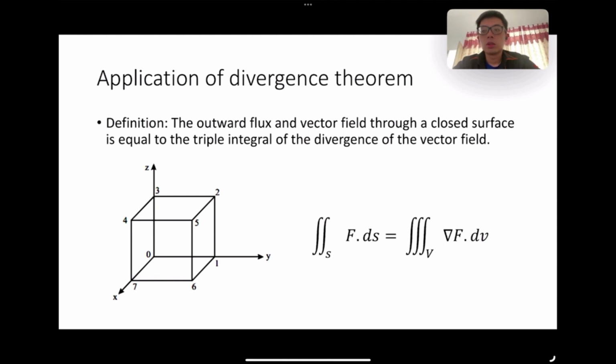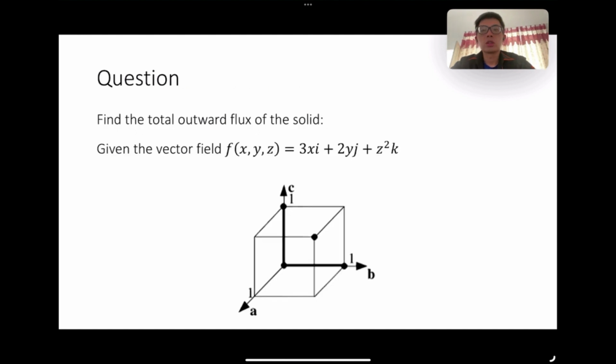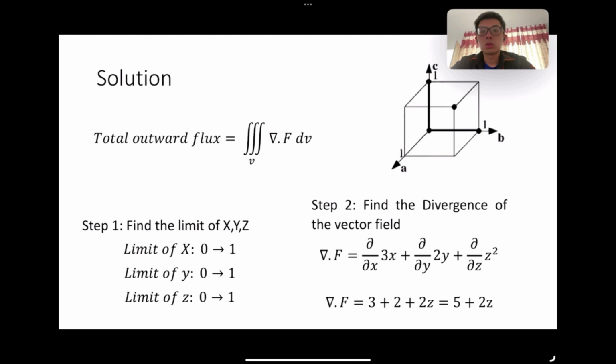So if we use the left side of the equation, we need to find all 6 surfaces. But according to the divergence theorem, we just need to find the divergence of the vector field and we can solve the triple integral. Question: find the total outward flux of the solid given the vector field F equals 3x i plus 2y j plus z squared k. So this will be the object. So the total outward flux is the triple integral of the divergence of the vector field.